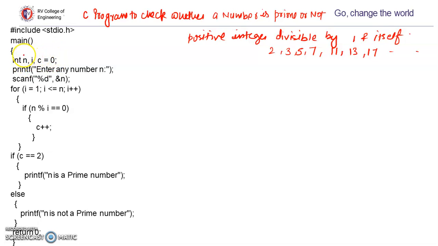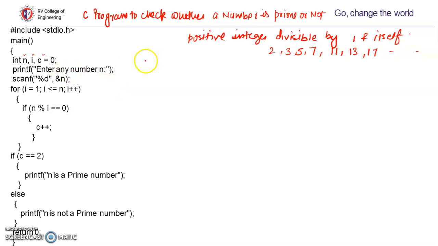So n is the number which a user will be entering, which we want to check whether it is a prime or not. We have taken i for the for loop because we'll be using a loop here, and c is equal to 0. This is like a counter. So c is a counter. Why we are using this counter, I'll explain.